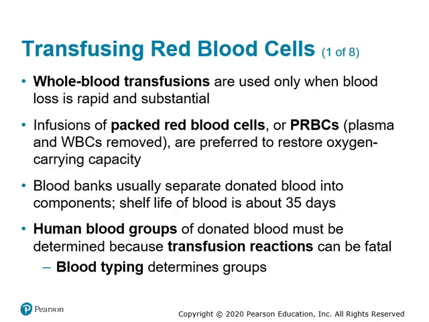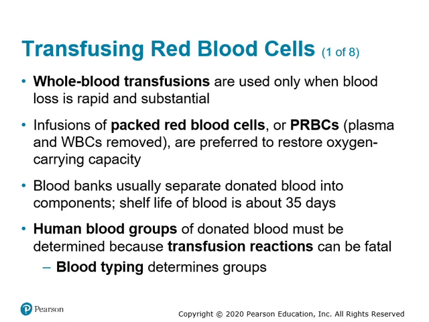To do that, we'll have to either do a whole blood transfusion, but those are usually only when a blood loss is rapid and substantial. We might use infusions of just packed red blood cells, and that's plasma and white blood cells removed. It's just red blood cells, and those are perfect to restore oxygen carrying capacity. Now, blood banks usually separate donated blood into its components, and that shelf life for that blood is about 35 days. So let's talk now more about human blood groups.